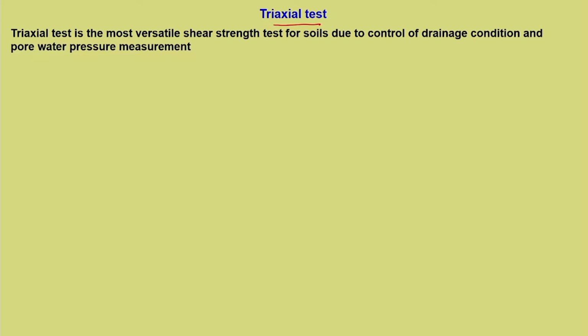So, triaxial test is the most versatile shear strength test for soils due to control of drainage condition and pore water pressure measurement. Now, in the field you have different possibilities. A low permeable soil has the drainage capacity quite low, which means to say when a load is acted upon a low permeable soil, you are likely to have undrained condition for substantial amount of time.